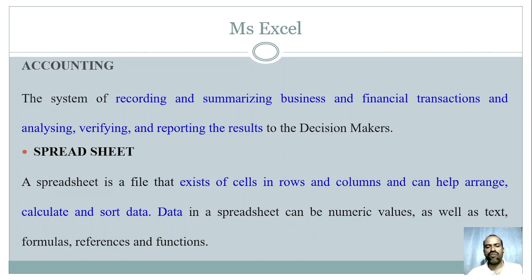A spreadsheet is a file that consists of cells in rows and columns and can help arrange, calculate, and sort data. So a spreadsheet is like a file. It consists of cells. A cell means a rectangular border which is formed where each row intersects with each column, and this can help arrange, calculate, and sort data. Data and text both can be arranged, calculated, and sorted.